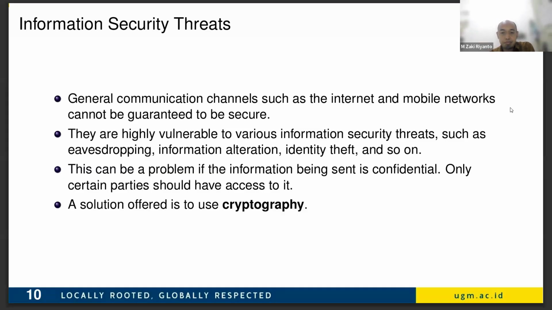So these are some of the security threats, especially in the aspect of confidentiality. One of the solutions is to use cryptography.